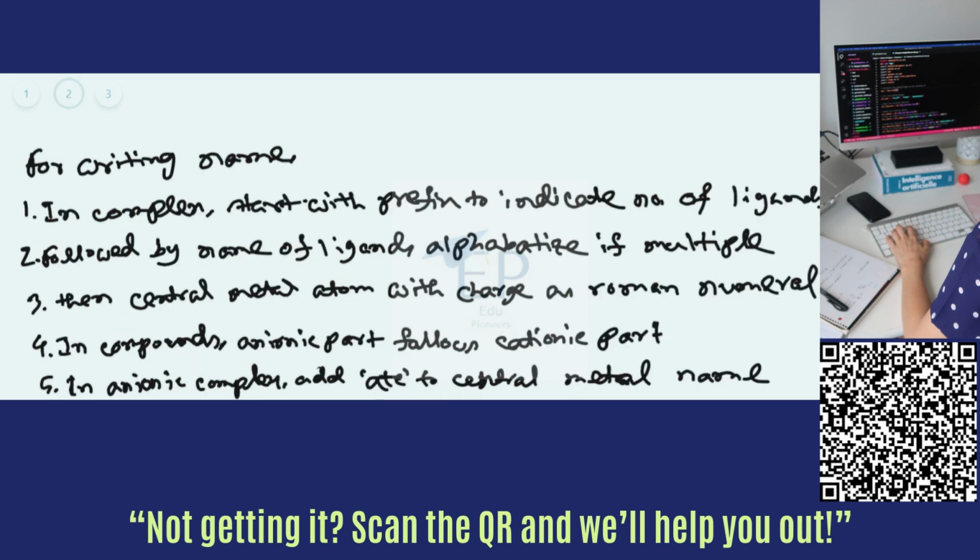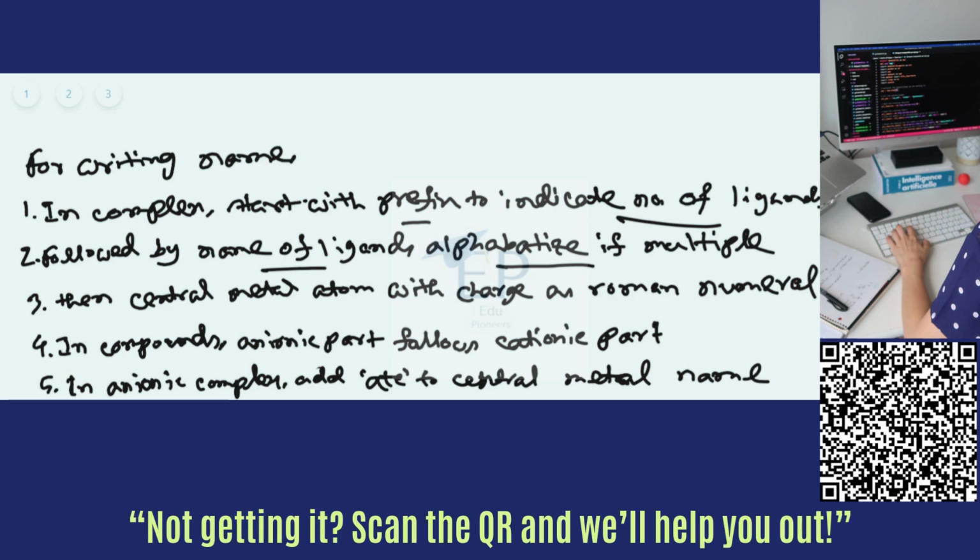And for writing the name of a complex compound, we have to start with the prefix to indicate the number of ligands, like di, tri, tetra, or bis, tris, tetrakis for complex ligands. And then we have to write the name of the ligand. And if we have multiple types of ligands, then we'll have to arrange them in alphabetical order.